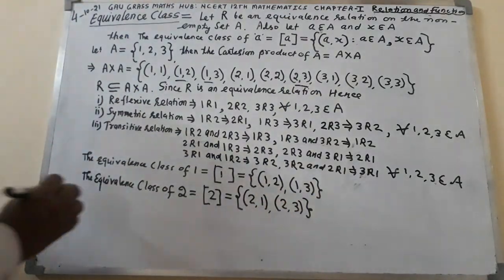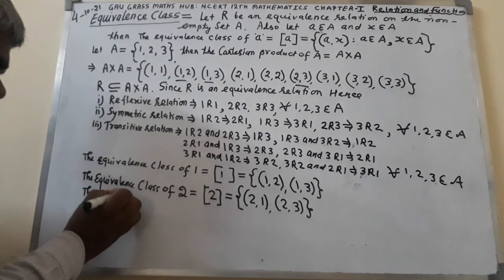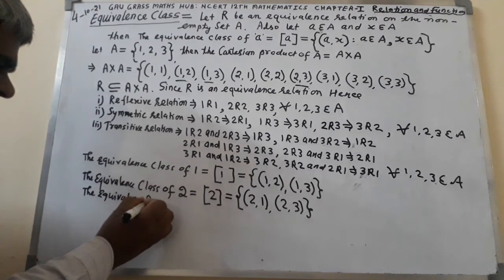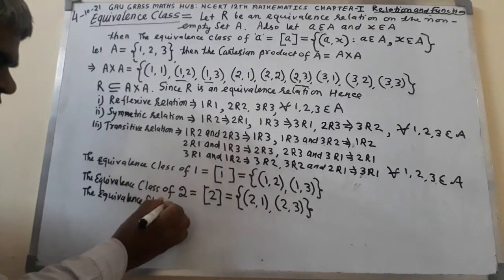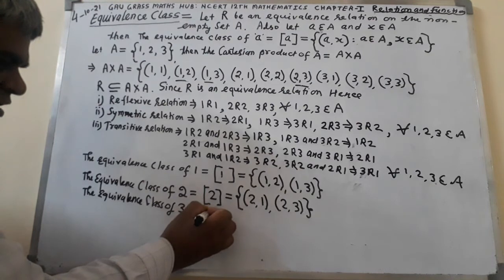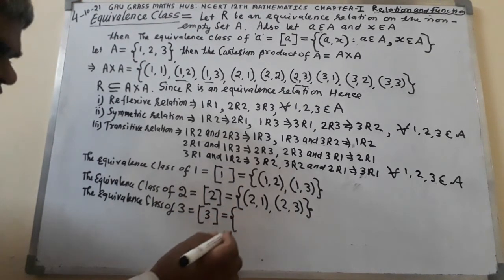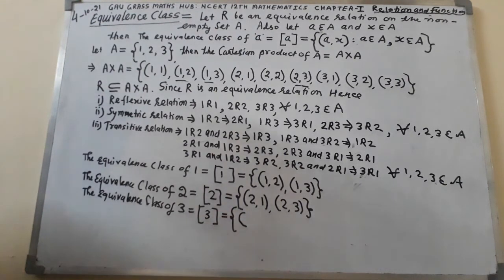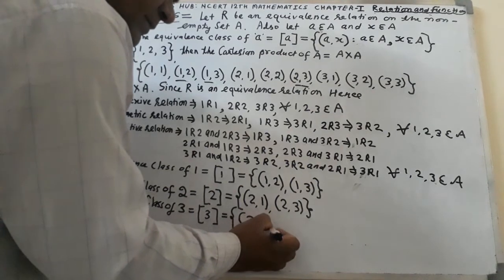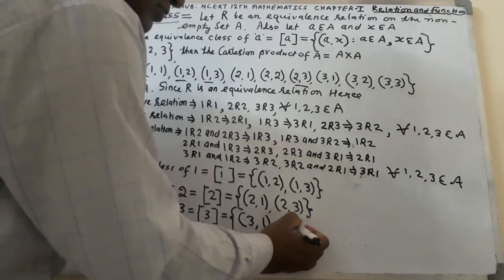Again I shall write the equivalence class of 3, the equivalence class, just find out. Open here curly bracket. First element of the ordered pair must be 3. So write here 3, 1. Second ordered pair will be 3, 2.